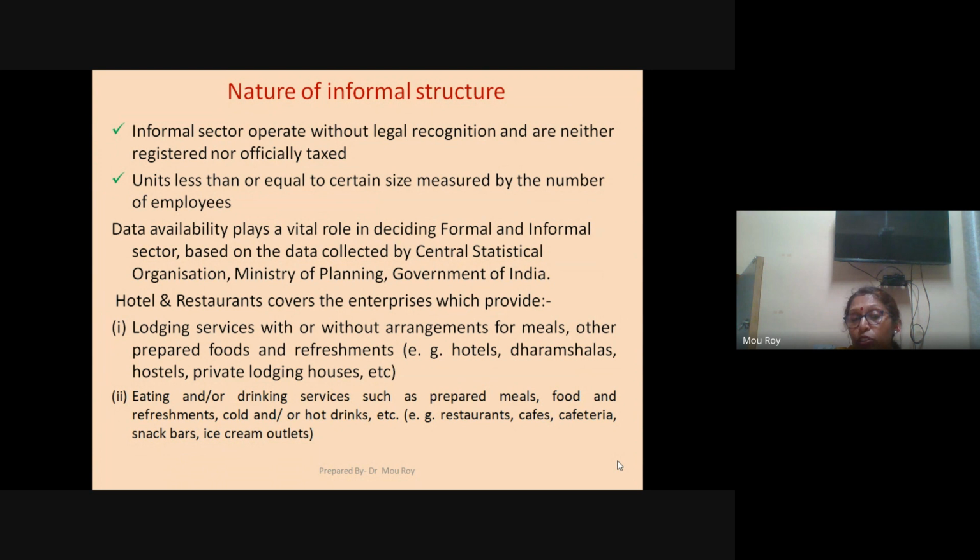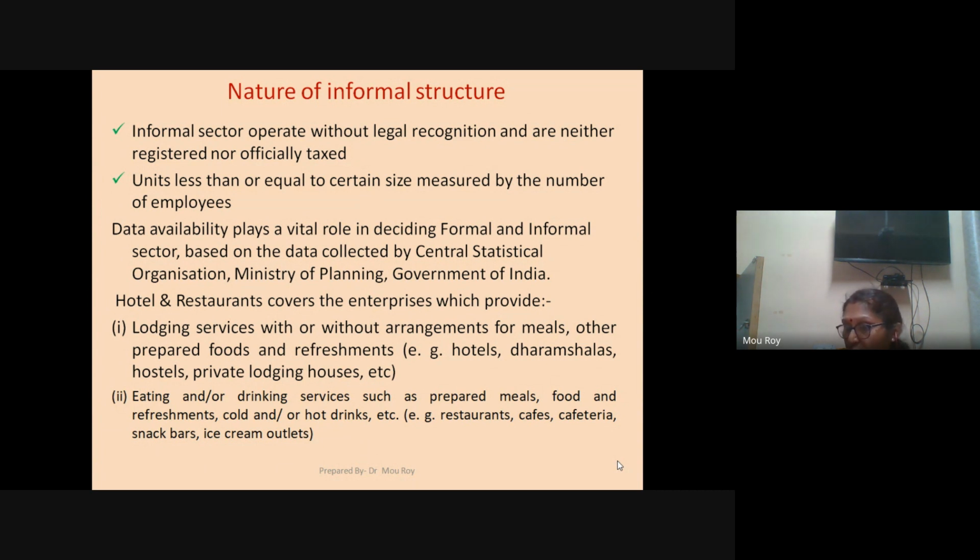Hotels and restaurants also cover these enterprises. There are many hotels that do not have proper approval from the particular development authority, but they run the business. What happens after a few years is that these are demolished. The business should run in an organized manner, in a legal way.